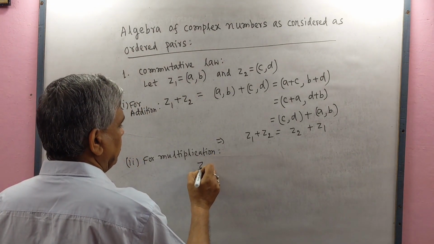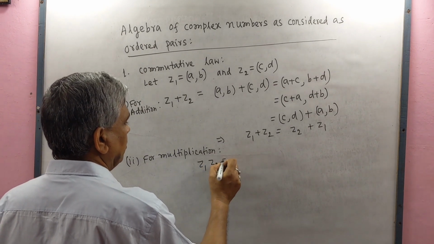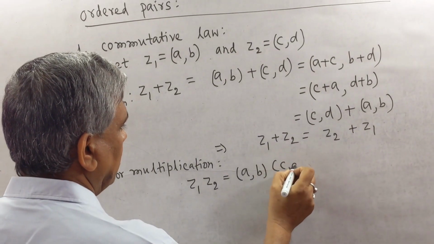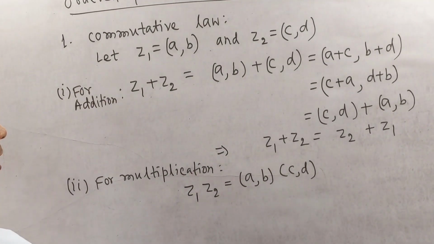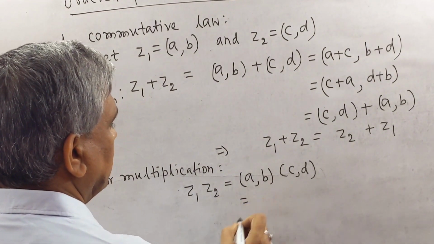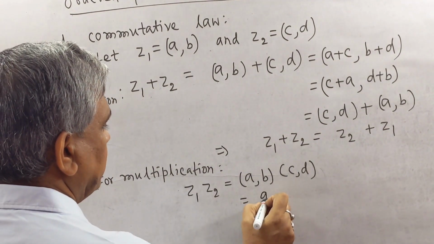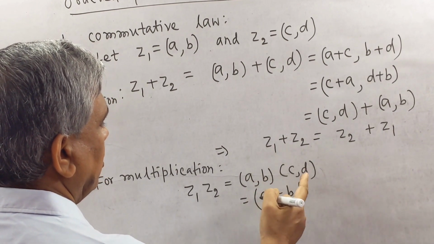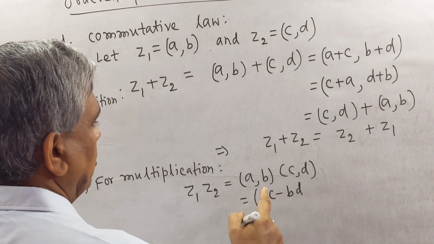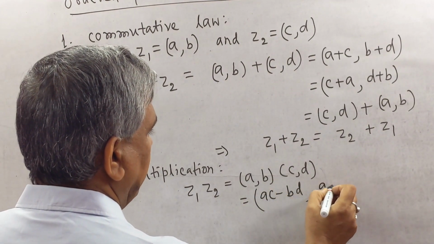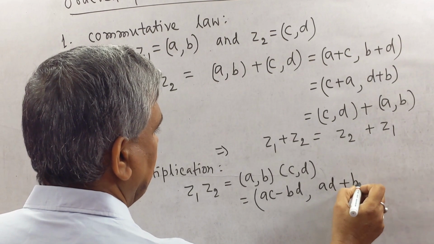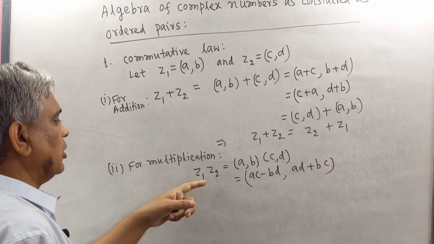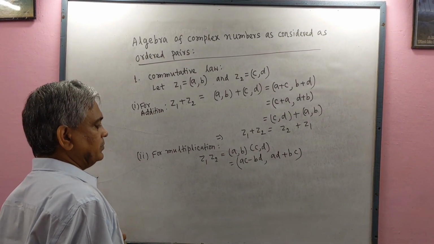Let Z1 Z2 equal to (a,b)(c,d). We know that this equals (ac minus bd, ad plus bc) by the definition of product of two complex numbers as ordered pair.